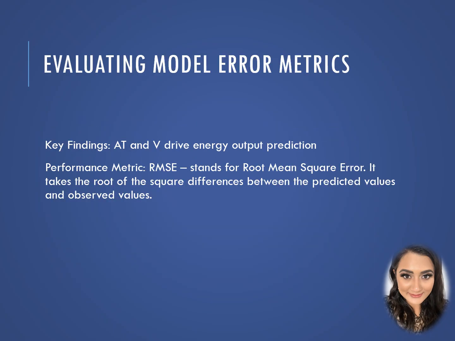For evaluating model error metrics, the key findings that we came to was that ambient temperature and vacuum drive energy output prediction. The performance metric we used was the RMSE metric, which stands for root mean square error. It takes the root of the square differences between the predicted values and observed values. The lower the number, the better it is. The value of 5 from the previous slide is not too high, but it's also not considered super low.